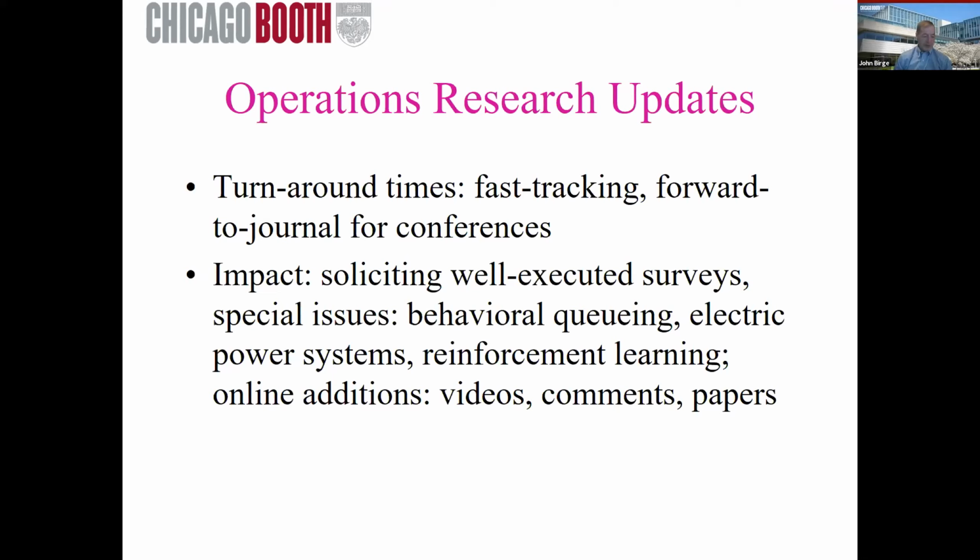We've also been doing this with some of the conferences, particularly the economics and computation conference, the EC conference, where papers which are submitted to the conference are routed directly to the journal, and that allows for some faster turnaround times there. We also have an issue which will be coming out shortly about behavioral issues in queuing. Another issue which just has closed for submissions on electric power systems, and then another which is coming up in reinforcement learning. And we're working to put in more enhancements for papers in terms of videos and comments.